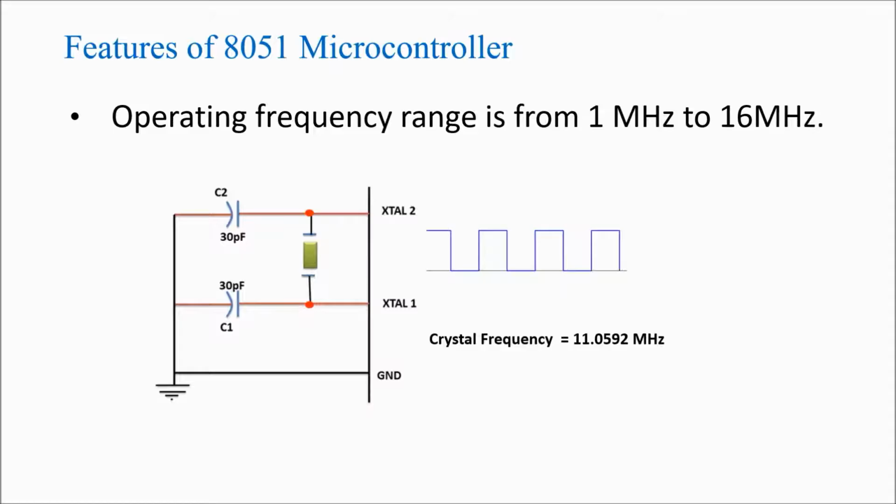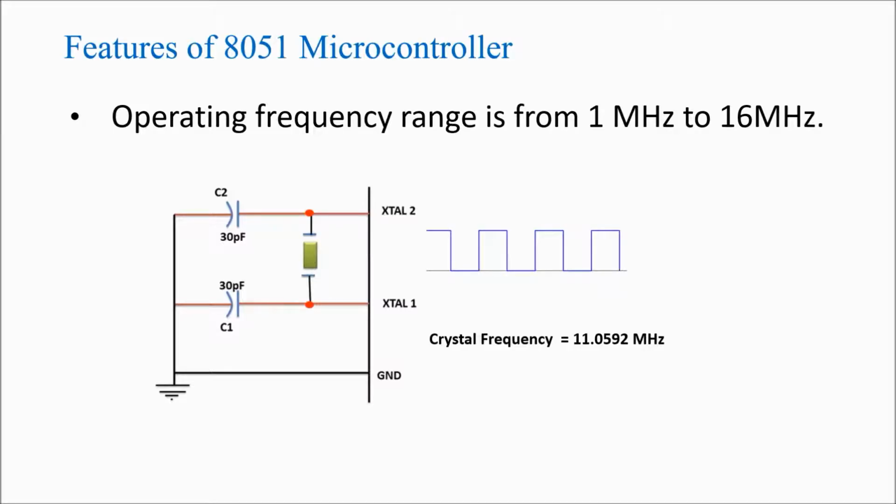Let us understand the features of the 8051 microcontroller. The first feature is related to the operating frequency of the microcontroller. As we know, each microcontroller requires a clock signal for synchronization of operation. In 8051, this clock signal is generated using a crystal oscillator. The crystal oscillator circuit is available internally, but the user has to connect an external crystal to pins XTAL2 and XTAL1. The frequency of this crystal can vary from 1 MHz to 16 MHz.